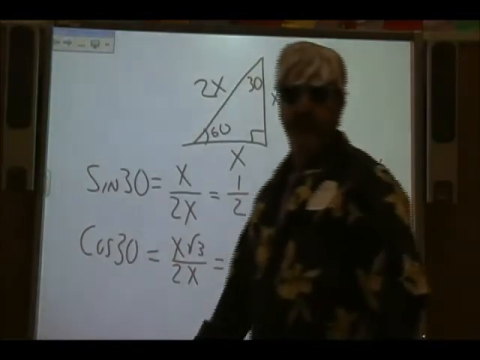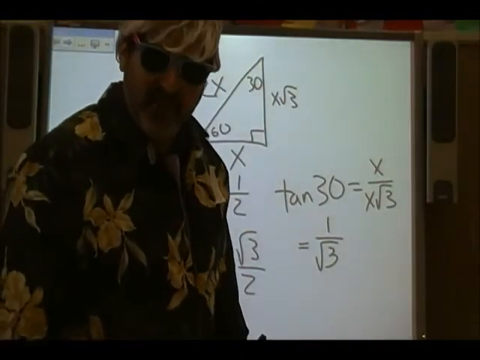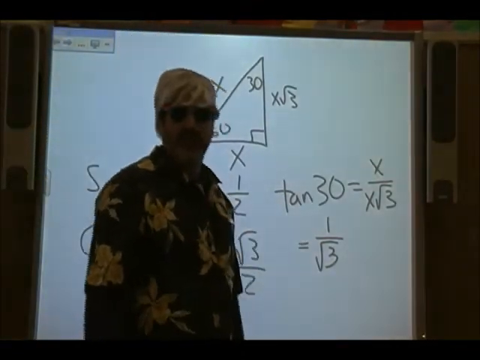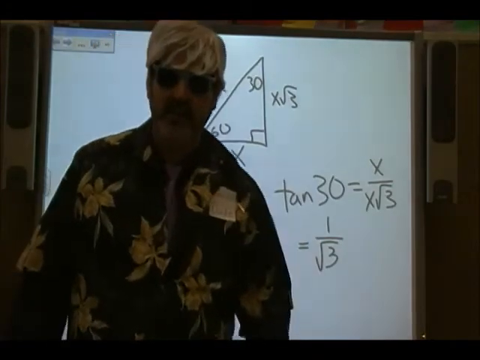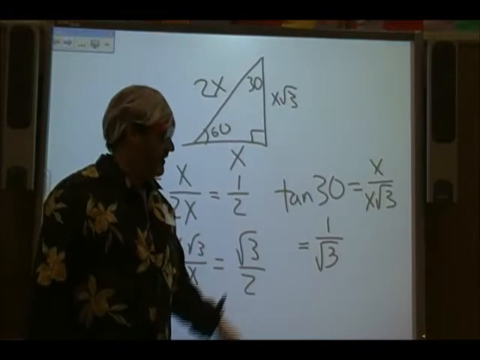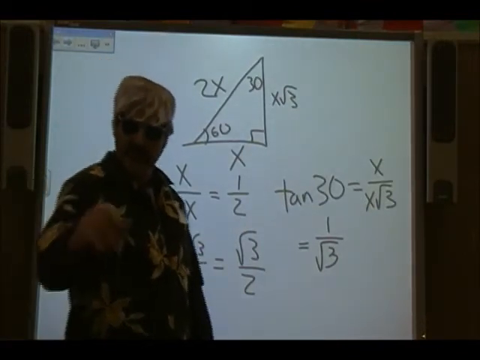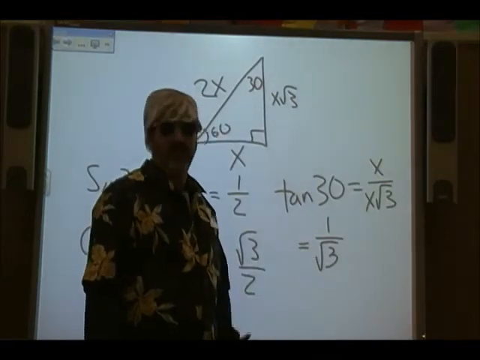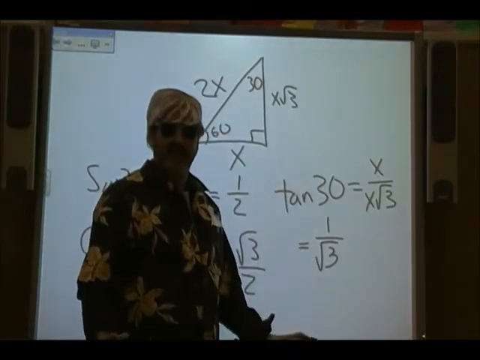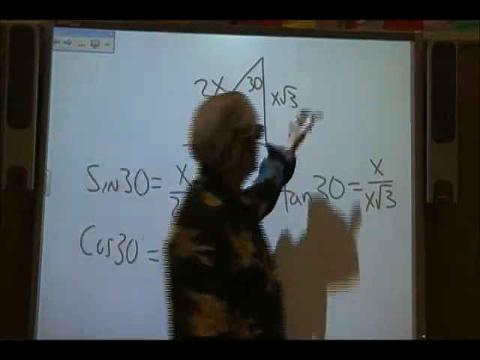1 over radical 3 is fine for me, but most times mathematicians don't like a radical in the denominator. I have no idea why they don't like a radical in the denominator. It's fine for me. I won't mind it. I'm sure you at home don't mind it, but they don't like it. It doesn't feel good to them. So how can I get rid of this radical in the denominator?